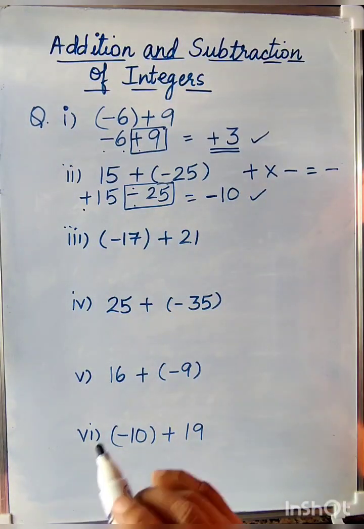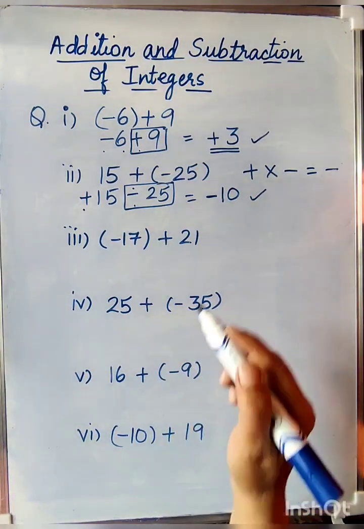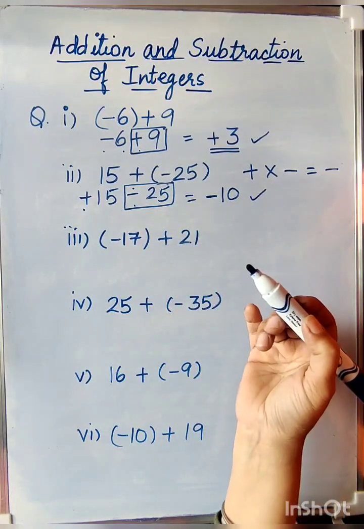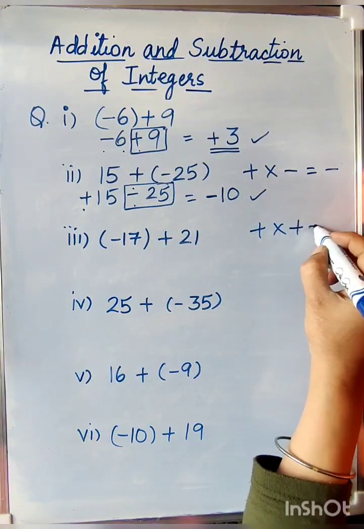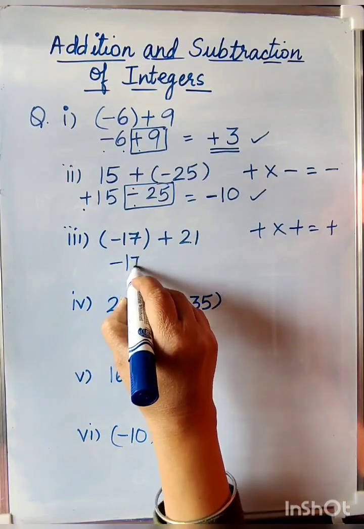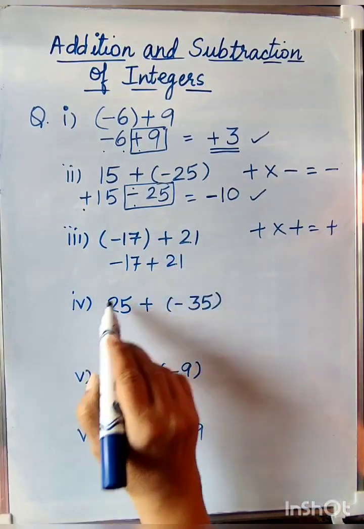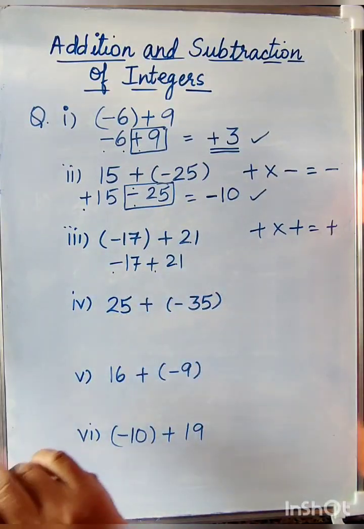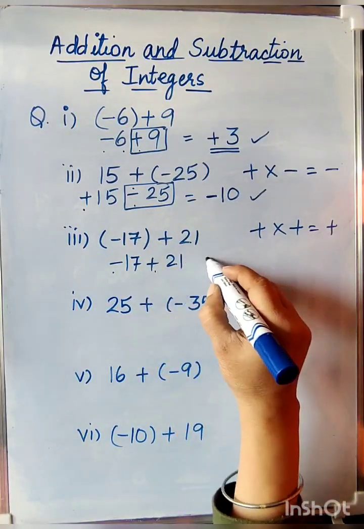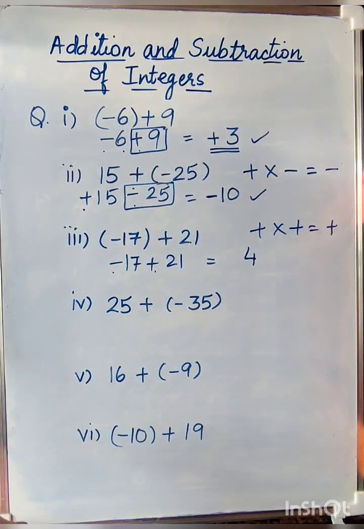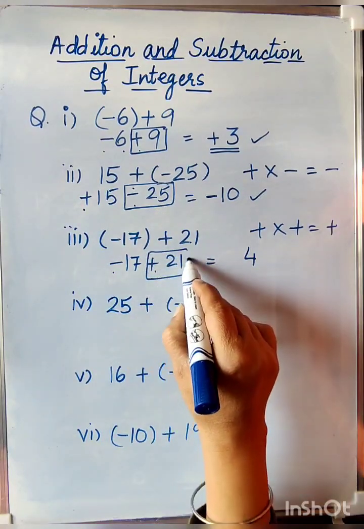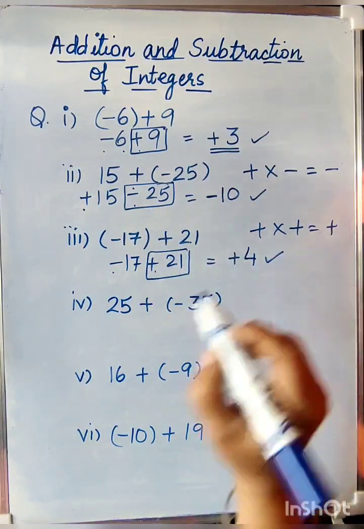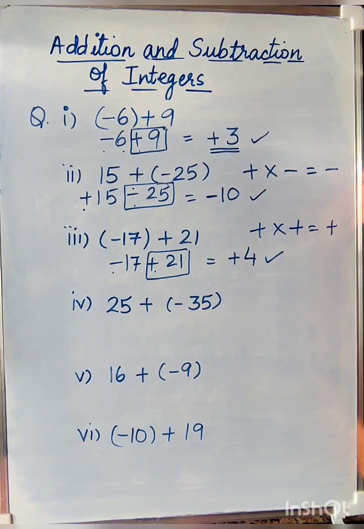Third part, minus 17 plus 21. So plus and plus, simply plus. Plus into plus gives you plus. So simply minus 17 plus 21. Again they have different signs on addition. So we will subtract both the terms. So minus 17 and 21 will give you 4 as the difference, and we will place the sign of the bigger number, that will be plus. So this will be your answer, plus 4.